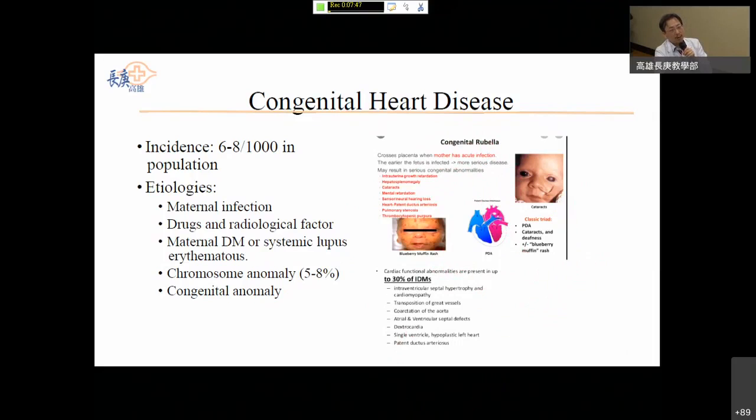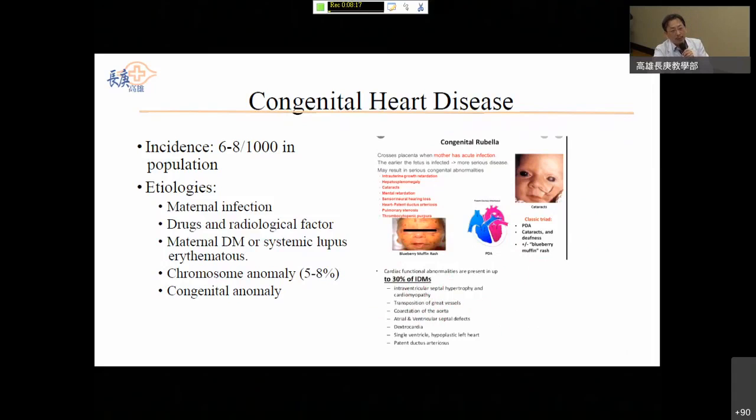So congenital heart disease is related to many etiologies. Okay, and when the mother has DM, like we can see over here, like 30% might have it. When the mother has diabetes, it might affect the baby, especially.